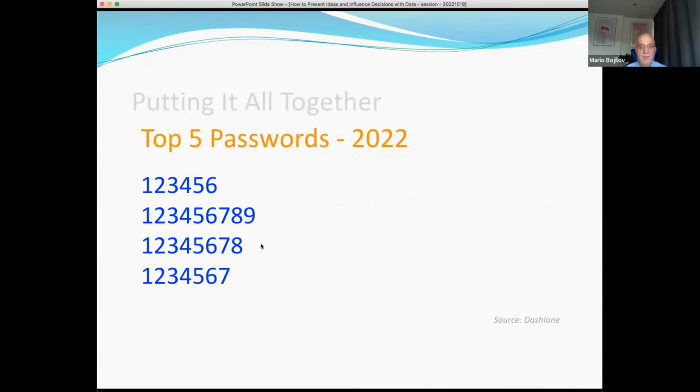Here's an example. So the top 5 passwords in 2022, have a look, 1, 2, 3, 4, 5, 6, number 1. So if I'm a hacker or cyber criminal, this is the first password. I'll try some of these. Passwords are very likely actually to get a hit and to be able to penetrate or get into the systems of an organization. So what can we do?